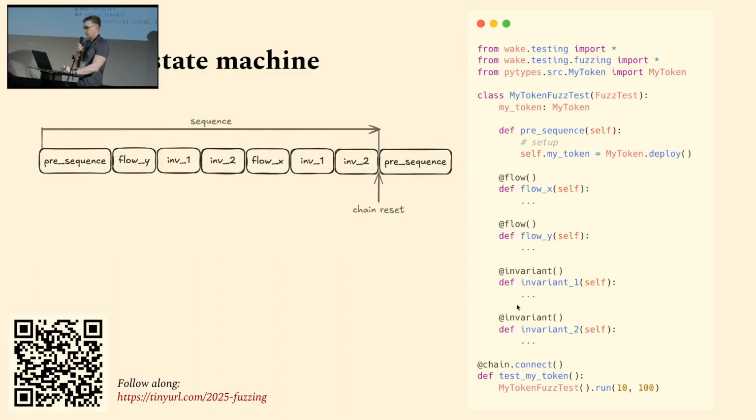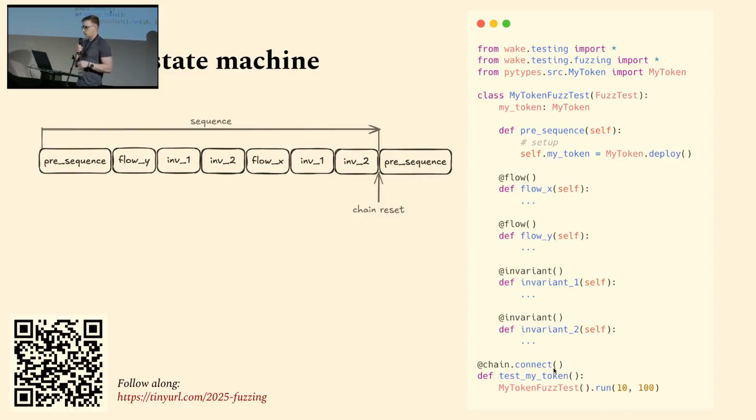It's called test myToken in this case. It's also decorated with something like chain.connect, and this is where we attach to a chain. And in our case, this is the code that will be launching an Anvil instance, so it will be launched automatically. We can also specify some extra parameters here.